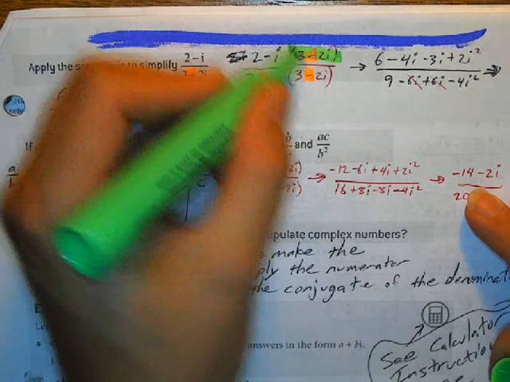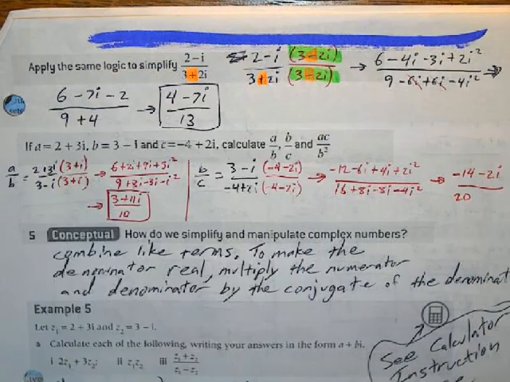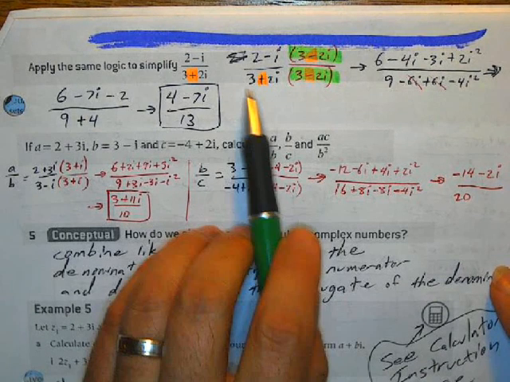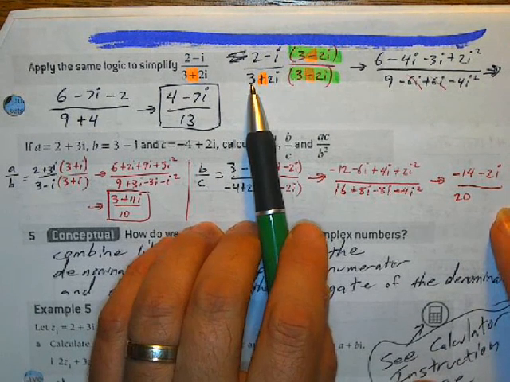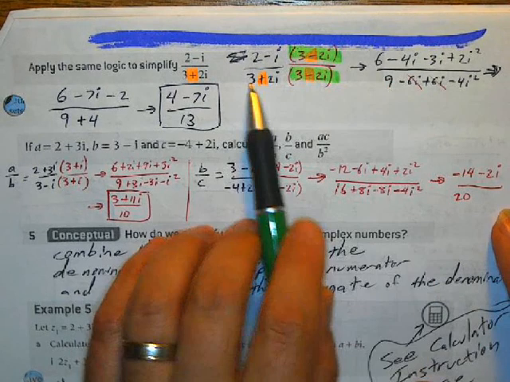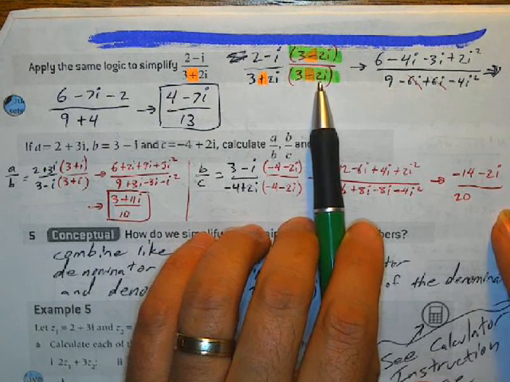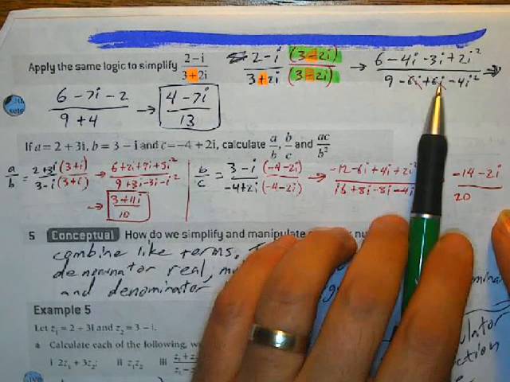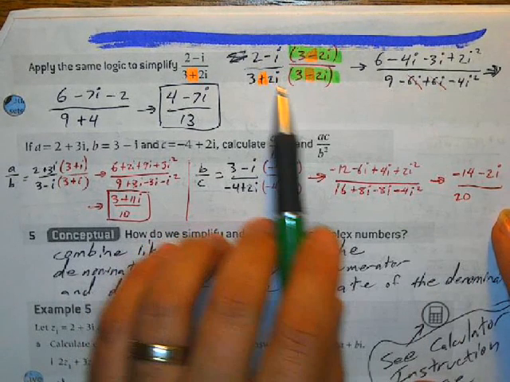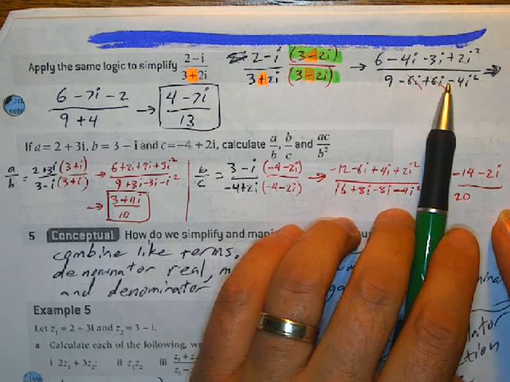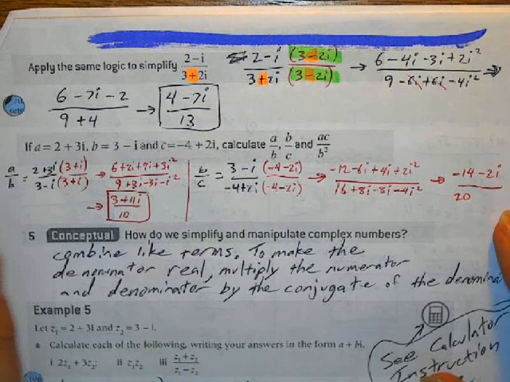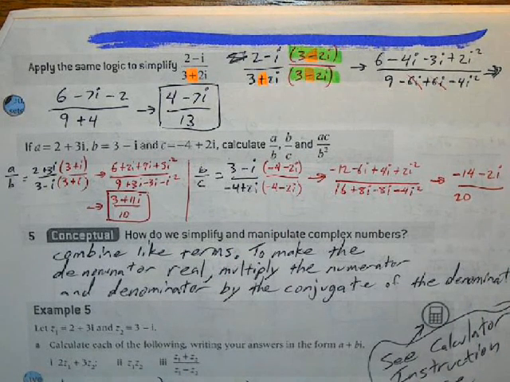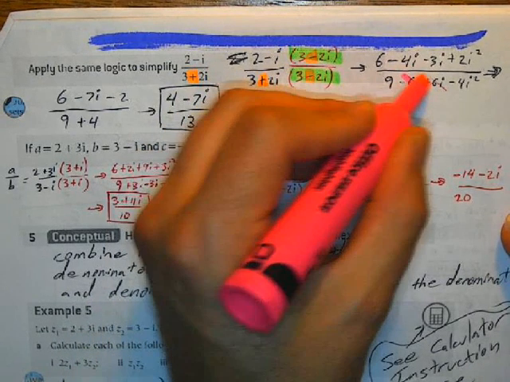Okay, so we end up with, let's do the denominator first. 3 times 3 gives me 9. 3 times -2i gives me -6i. 2i times 3 gives me +6i. And 2i times -2i is going to give me -4i squared. Okay, so we know this -6i and +6i is going to cancel out.